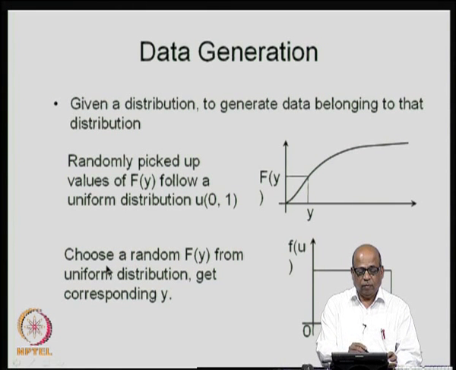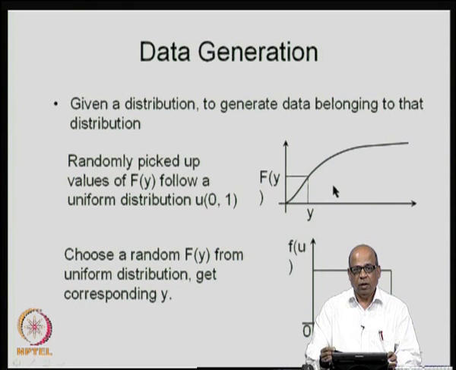Let us say we pick up a particular F of y, which is the CDF value at a particular y, and if you know the CDF analytical relationship, for example, in the exponential case, you know F of y is equal to 1 minus e to the power minus lambda y, where lambda is the parameter. So, if you know the analytical expression for F of y, you solve for y using the expression for F of y, and you put a random value for F of y.